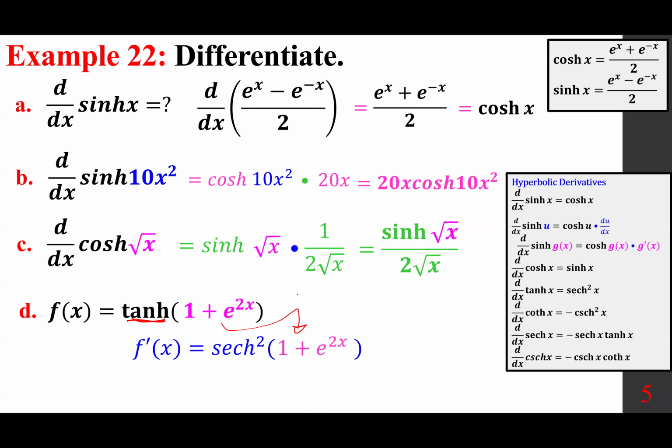And now we are going to use the chain rule, and we're going to differentiate 1 plus e to the power of 2x. The derivative of 1 is 0, and e to the power of 2x is itself times 2. This is done. We're going to rewrite it by putting this in front. So 2 e to the power of 2x, hyperbolic secant squared of 1 plus e to the power of 2x. Very straightforward, everybody.